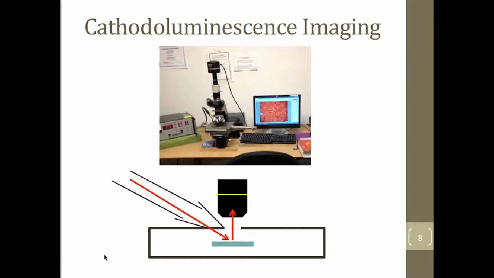So here's the CL microscope that I used at CU Boulder. And here is where the sample is placed in the vacuum chamber. And here's the CL electron beam that's shot towards the sample. And here's an example of what we would see. And we also are able to take images in plain light and cross-polarized light to compare to the CL images.